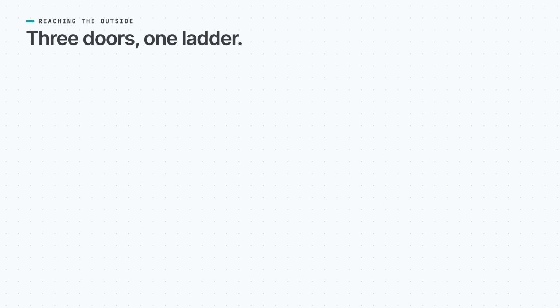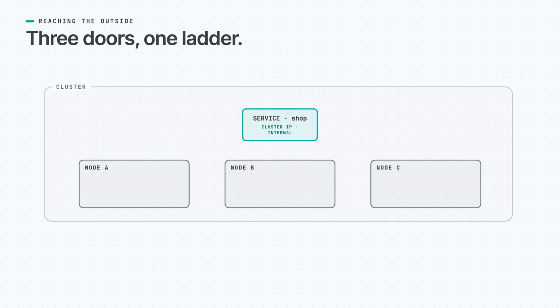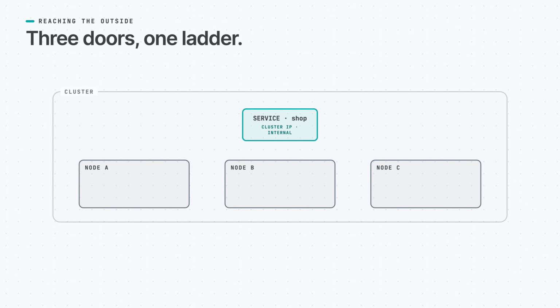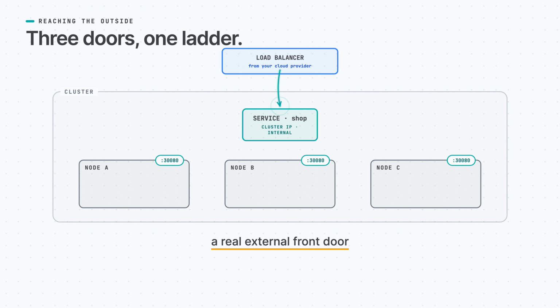By default, that door is internal, reachable only inside the cluster. Need the outside world? A node port opens the same port on every node. A load balancer goes further and asks for a real external front door, typically from your cloud provider.